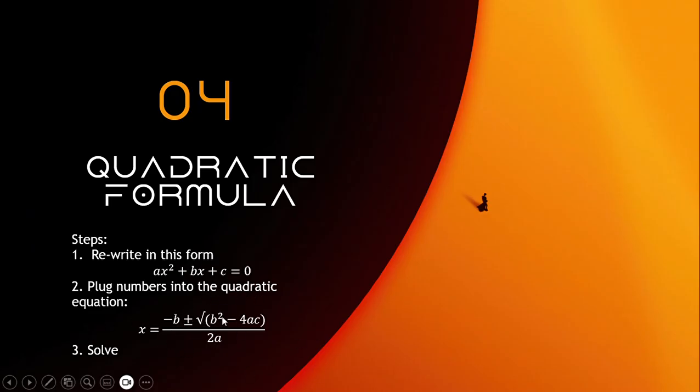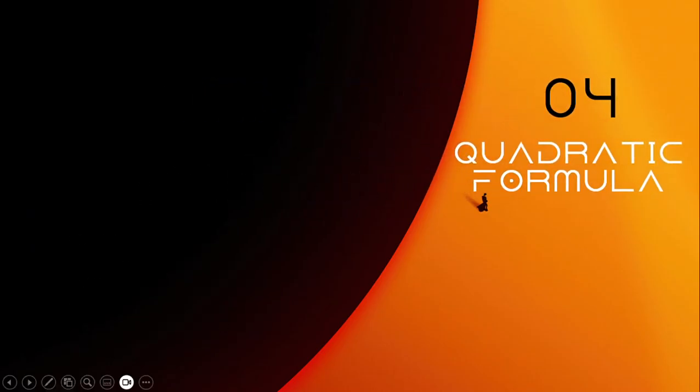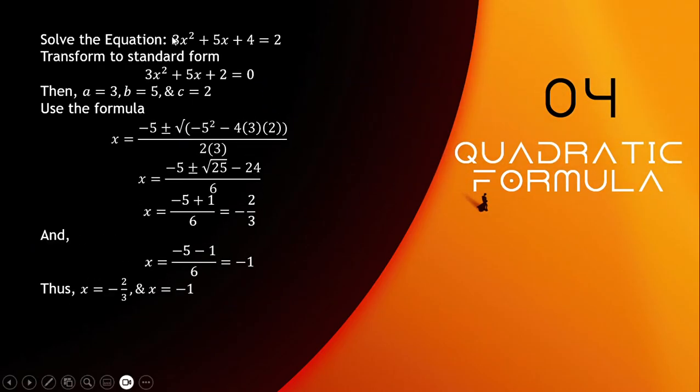Then, yun, i-solve lang. So, yung example natin dito is solve the equation 3x squared plus 5x plus 4 is equals to 2. So, transform natin itong equation to standard form kung saan itong 2 is kailangan magiging 0. So, i-transpose natin siya dito, magiging negative 2. Then, 4 minus 2 is equals to positive 2. So, ito yung standard form. So, note na yung A natin is 3, yung B natin is 5, and then yung C natin is 2.